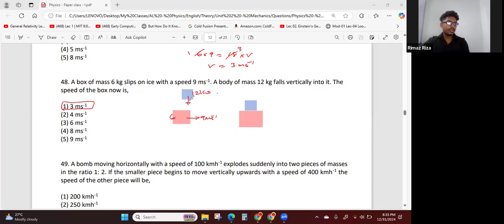Because this is dropped vertically, it doesn't have any momentum in the horizontal direction. So we can consider the momentum conservation in the horizontal direction before falling onto it and after. Before, only this one has a momentum of 6 into 9. This one has no momentum in the horizontal direction, 12 into 0. That equals the momentum after. So the total mass is now 12 plus 6, 18, and it will go with the common speed. So 6 into 1, 6 into 3, 3 into 1, 3 into 3, V equals 3 meters per second.